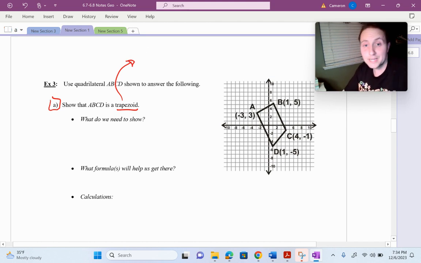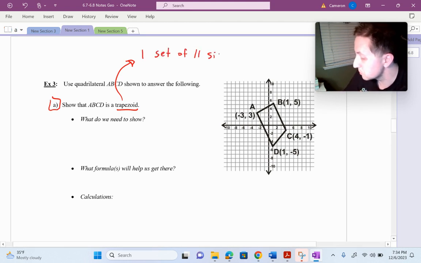You have to know your definitions from your family tree in order to do these problems. Even though there's algebra involved, you still got to know the properties so that you know what to check. So try to quiz yourself on your properties. What's the definition of a trapezoid? If you need to look, go ahead and take a look. The definition of a trapezoid is we have one set of parallel sides. Those are the bases.